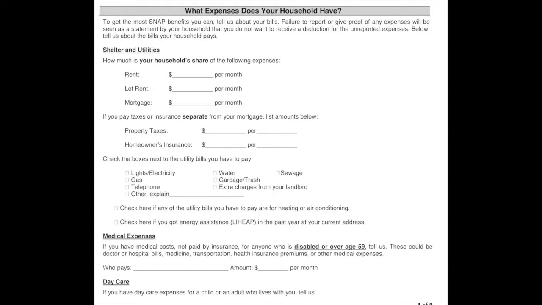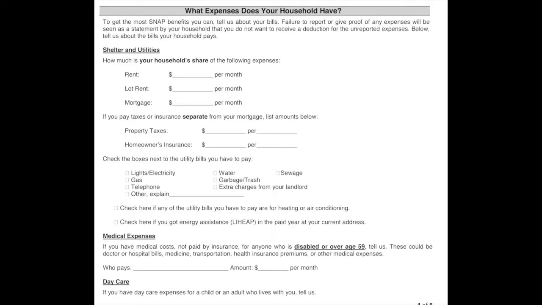The next section will obtain information regarding the household expenses. This section of the application is extremely important. When determining SNAP eligibility, DCBS will look at the client's net income. Net income is determined after the gross income is deducted by certain expenses. DCBS requires proof of these expenses before the application will be processed. Refer to the instruction sheet to know what expense documentation is required to be submitted with the application.